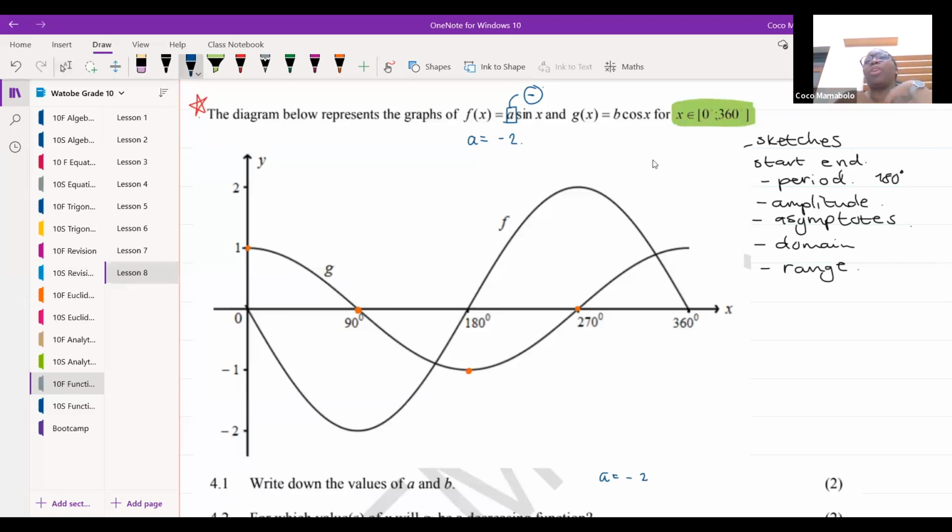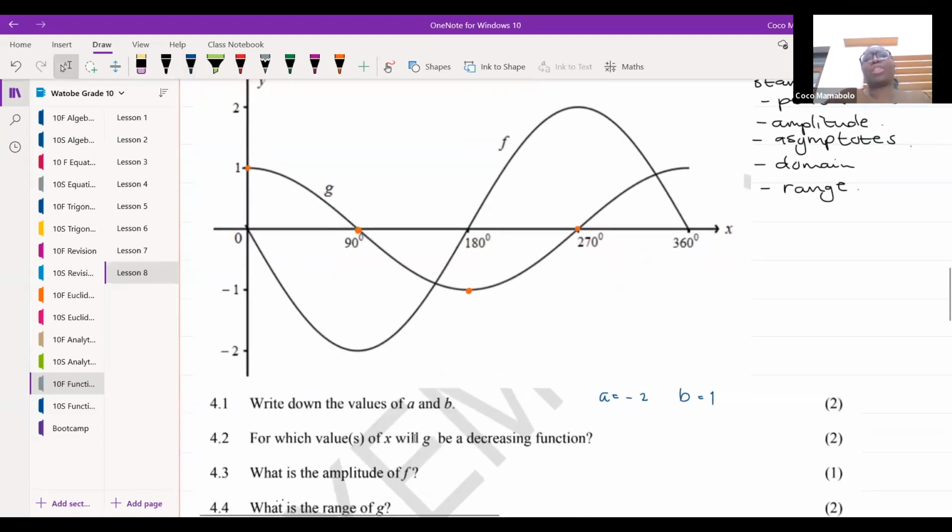What about B? Because they also want the value for B. Have they done anything to my mother graph? Nope. My mother graph starts exactly where it should for cos, so B won't change anything. We need B to stay exactly 1. B is equal to 1. That was such a nice question. I feel like we should do more of those. They're very nice.